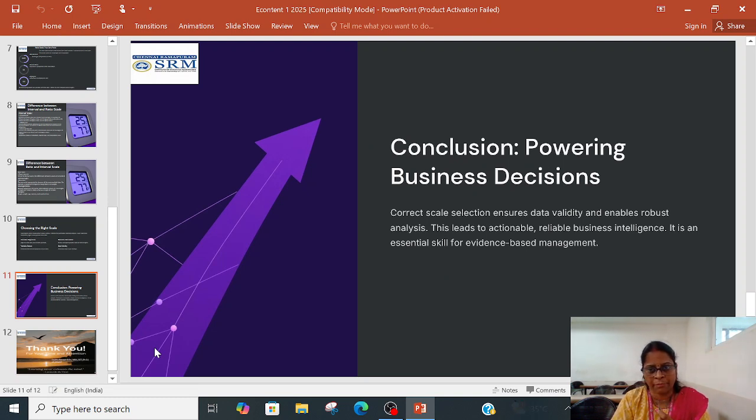So, in conclusion, correct scale selection ensures data validity and enables robust analysis. This leads to actionable, reliable business intelligence. It is an essential skill for evidence-based management.